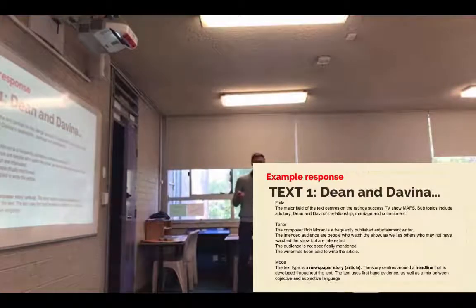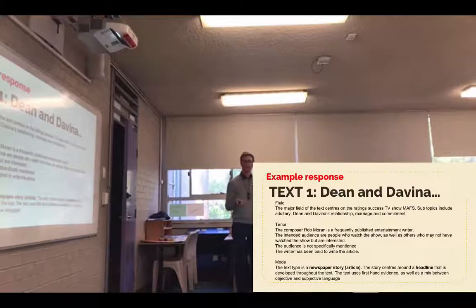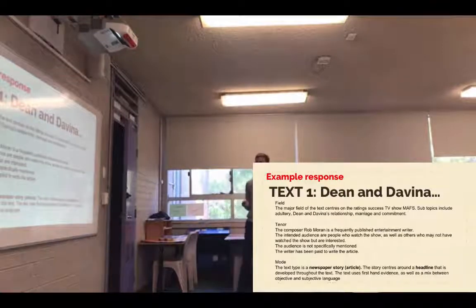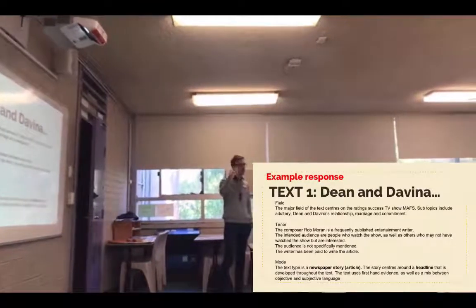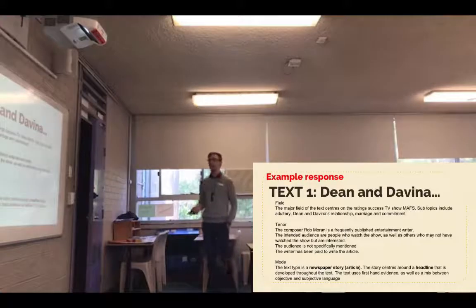The audience in this text isn't actually mentioned. And also something to consider is that the writer's been paid to write the article, which could influence the way it's written. And finally, we have a newspaper article as the text type, which usually centers on a headline which catches attention, and then that headline's developed throughout the text, and it might have different topics or categories throughout it.